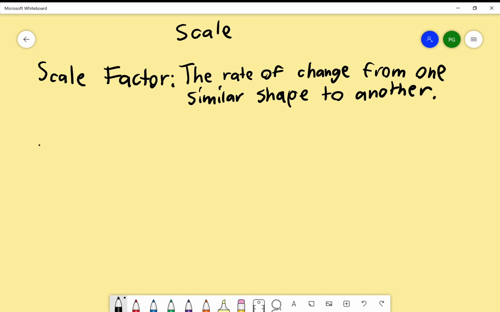So let's say that I give you a rectangle and I tell you the length of one side of this rectangle is 5. Now I'm going to give you a smaller rectangle and I'm going to tell you its length, the length of one side is 1. The length of that corresponding side is 1. My question to you is, what is the scale factor?